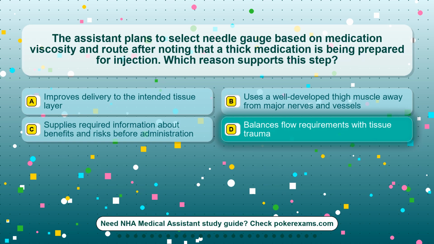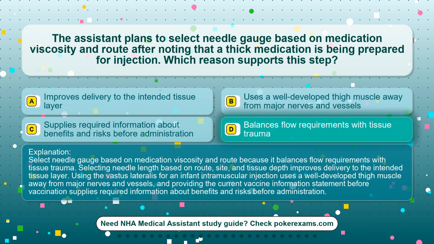The correct answer is option D. Balances flow requirements with tissue trauma. Select needle gauge based on medication viscosity and route because it balances flow requirements with tissue trauma. Selecting needle length based on route, site, and tissue depth improves delivery to the intended tissue layer. Using the vastus lateralis for an infant intramuscular injection uses a well-developed thigh muscle away from major nerves and vessels, and providing the current vaccine information statement before vaccination supplies required information about benefits and risks before administration.